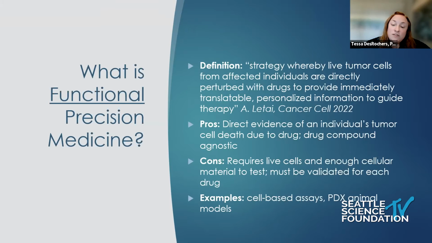The major con for this platform is that it requires live cells and enough cellular material to test. This makes it incredibly difficult to implement within a clinical setting, especially from my own perspective. Implementing it for glioblastoma is incredibly difficult because a lot of times it's unclear that the patients have a glioblastoma before they have surgery. So there are drawbacks in terms of just being able to perform these tests and having the samples to do that. The other con is that each drug must be validated.